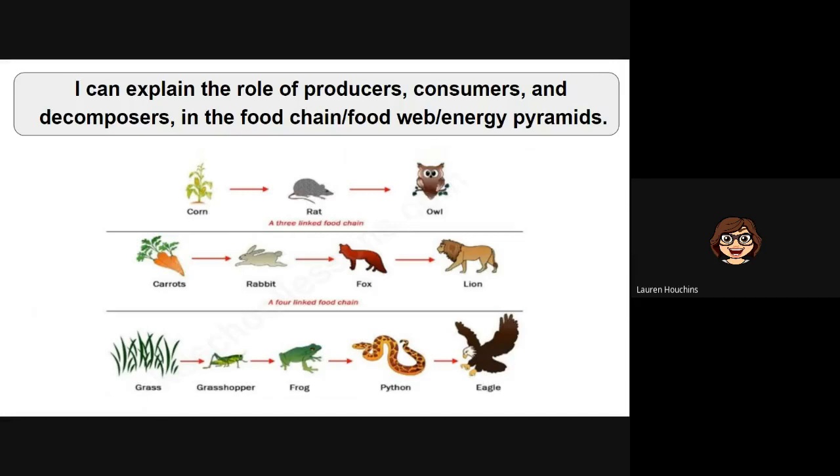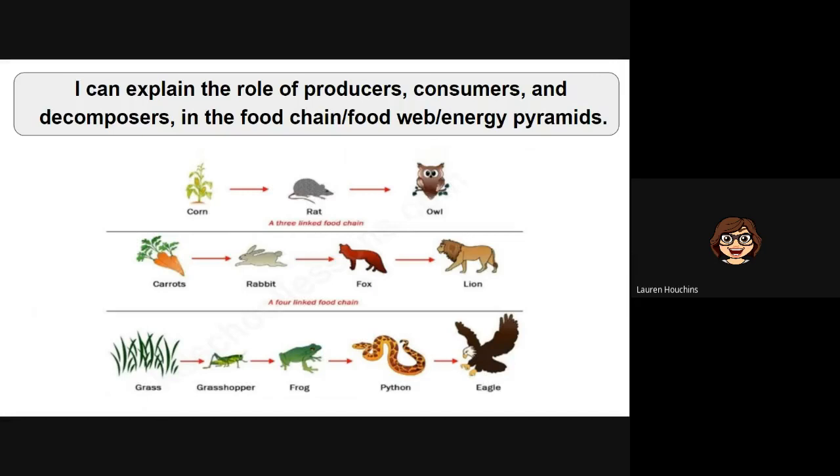In the very middle, starting with carrots, we have a producer, which is the carrots. The carrots then get eaten by the rabbit. That's the primary consumer. The rabbit then gets eaten by the fox. That's going to be your secondary consumer.